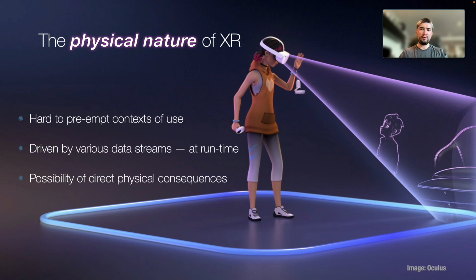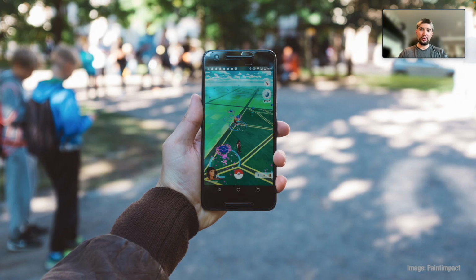And third, when something does go wrong, the physical nature of XR means that it can directly lead to physical harms, in addition to those more traditionally discussed with regard to algorithmic systems. Things can and do go wrong, and this is something we need to be thinking about.